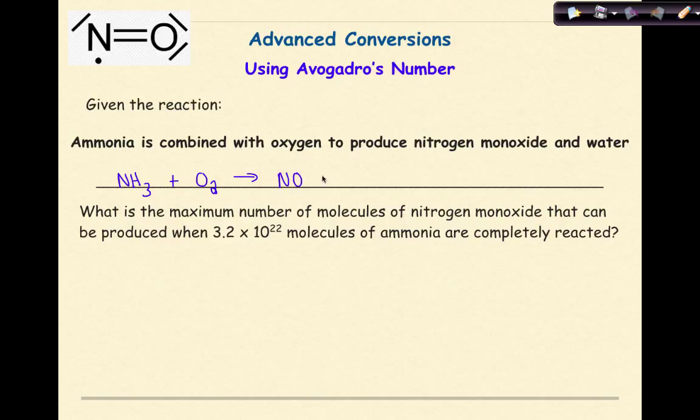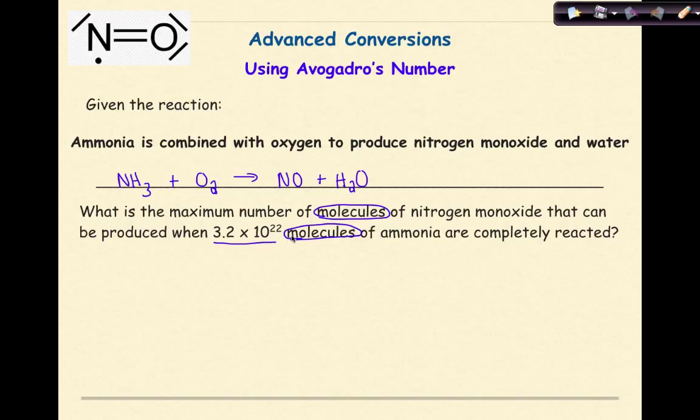NO, and water, H2O. What is the maximum number of molecules of nitrogen monoxide that can be produced when 3.2 times 10 to the 22nd molecules of ammonia are completely reacted? Okay, so the key word here is the word molecules. So we're using molecules.